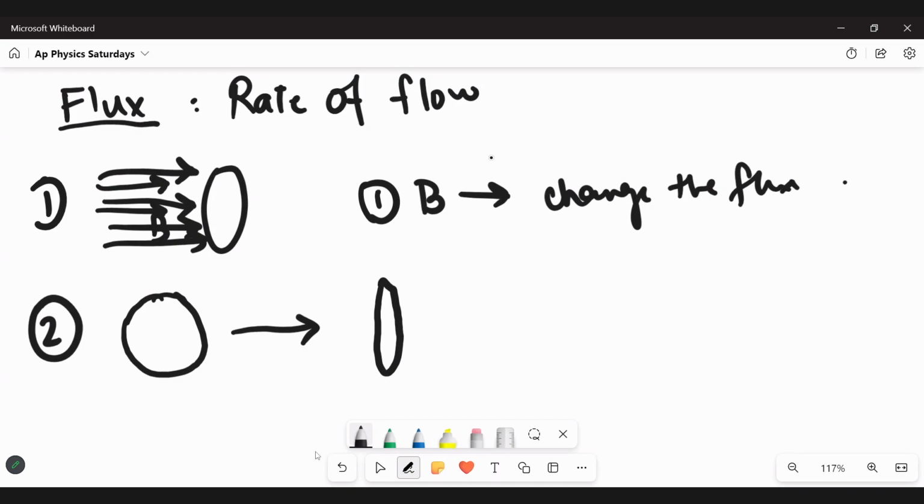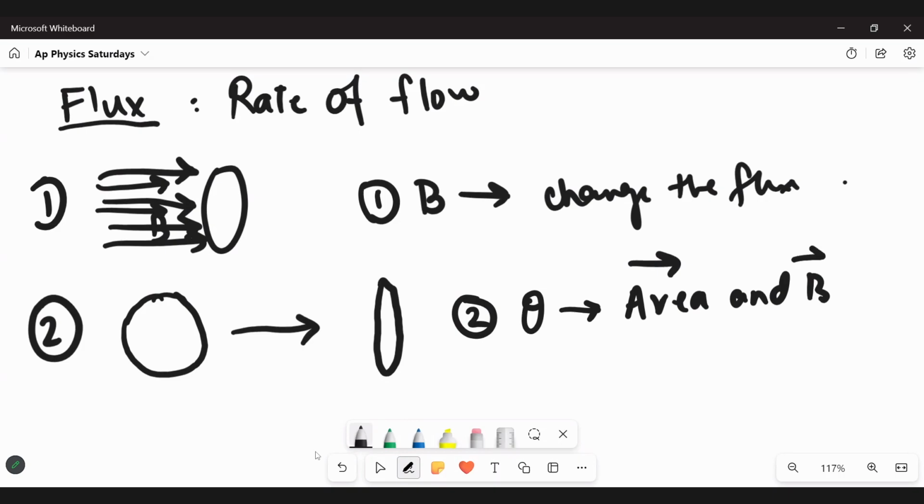So number 2 is the angle between the area vector and the magnetic field vector. If the angle between them changes, the flux will change. This will cause a change in flux.